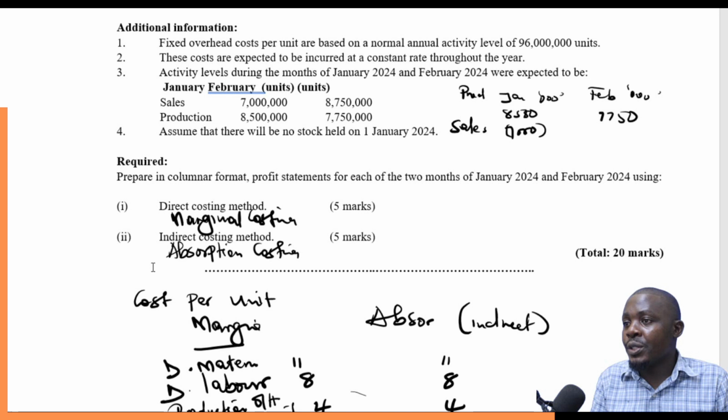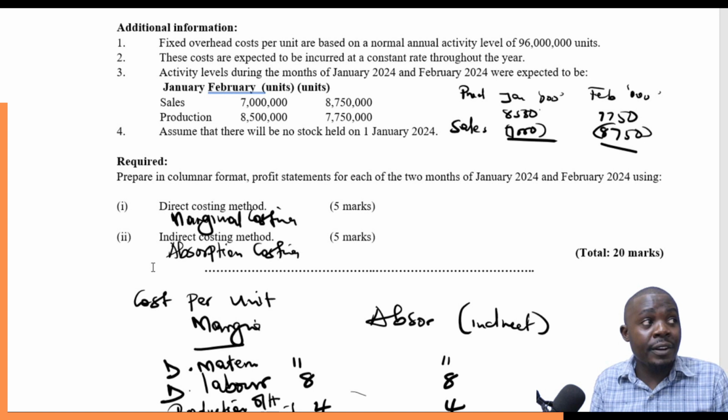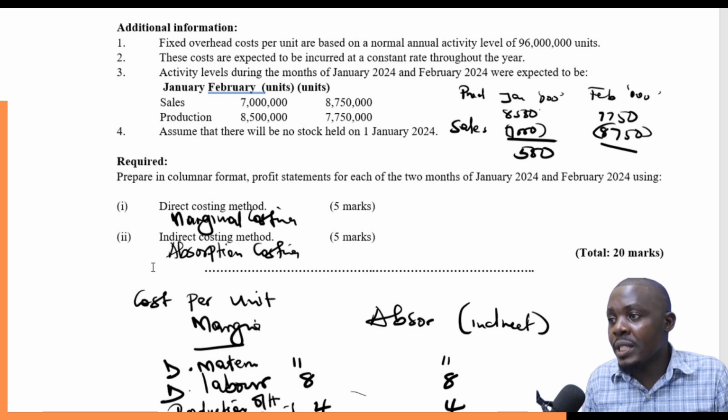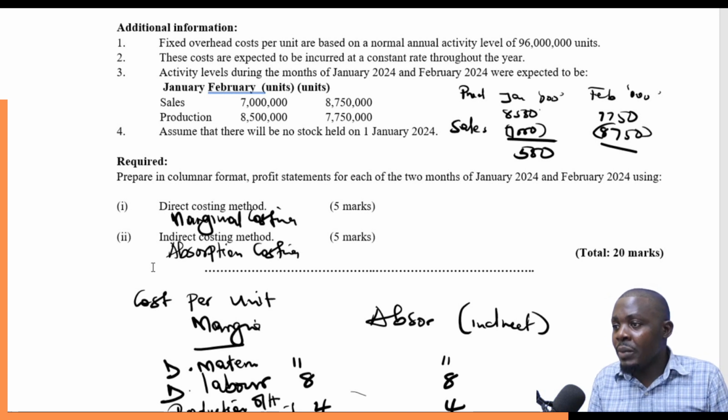And then we sold here 8,750. The balance, this minus, is when we are having 500 units. What we produced and what we sold, it means that we had a balance of 1,500. This one we are going to treat as closing inventory.